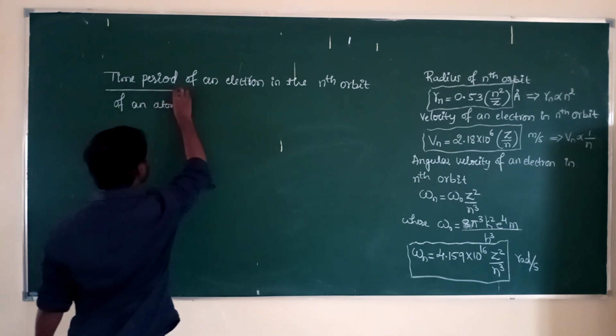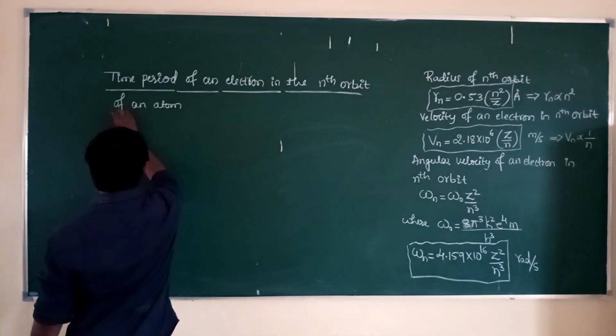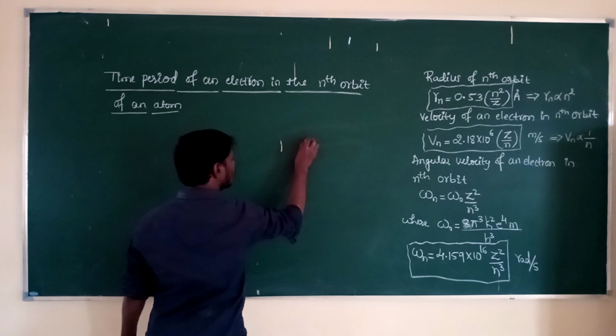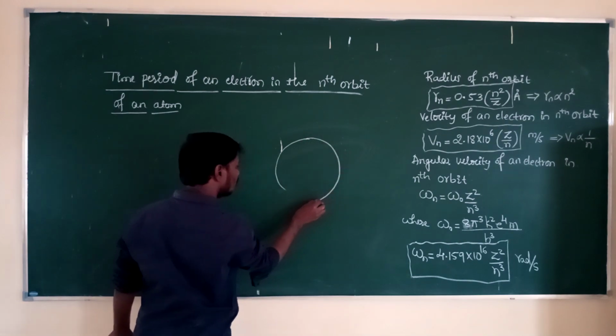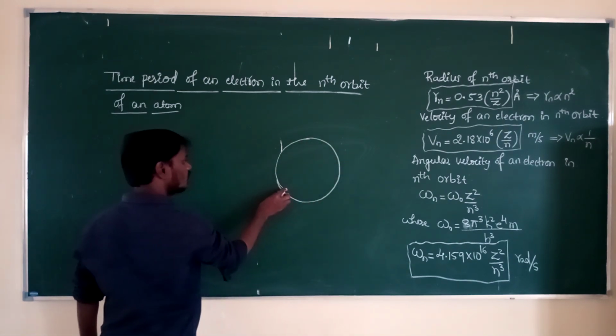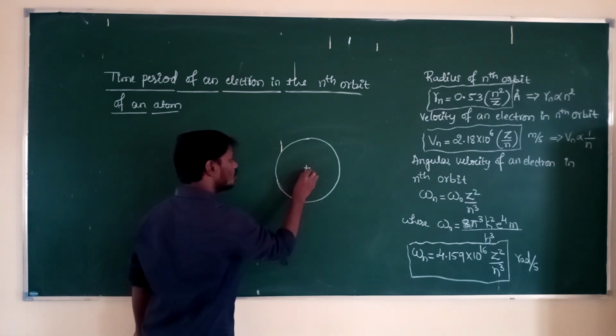So let us consider there is an atom. For example, I will take the hydrogen atom. So this is the hydrogen atom, and at the center of the atom the nucleus is present. So the nucleus is positively charged.